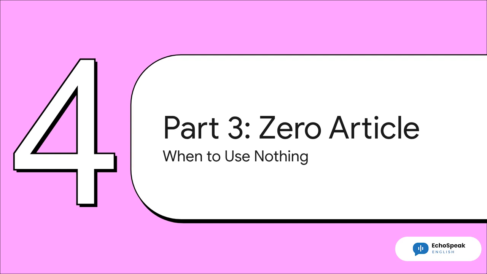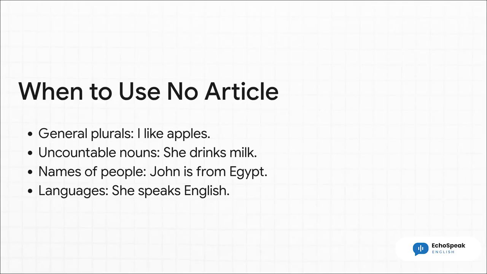So we have our general words and our specific word, but what about the third option? Yeah, sometimes the most powerful choice is using absolutely nothing at all. This is what we call the zero article. This happens when we talk about things in the most general sense possible, like as an entire category or a concept. If you say, I like apples, you mean the whole idea of apples, not a specific group of them. The same thing goes for uncountable things like milk or abstract ideas like information. And since people and languages are already unique proper nouns, they usually don't need an article either.